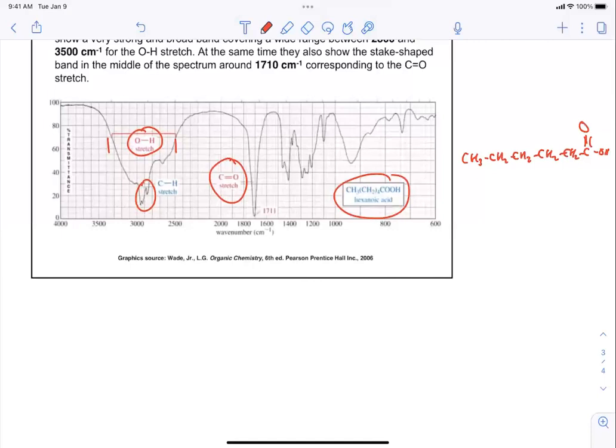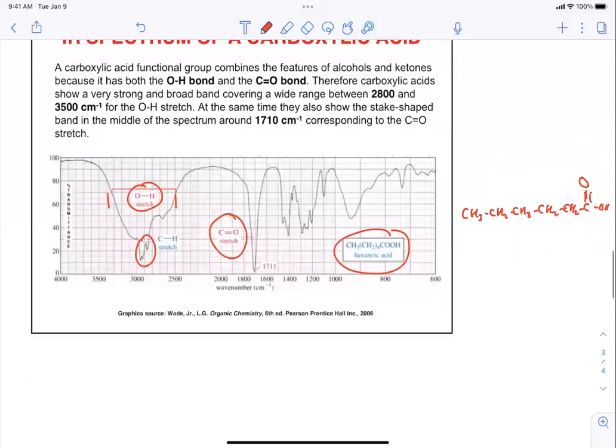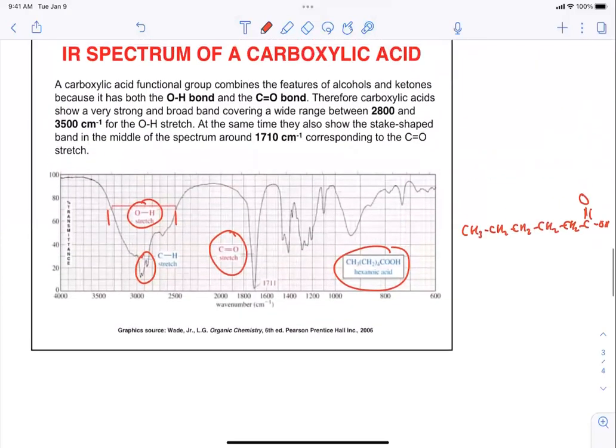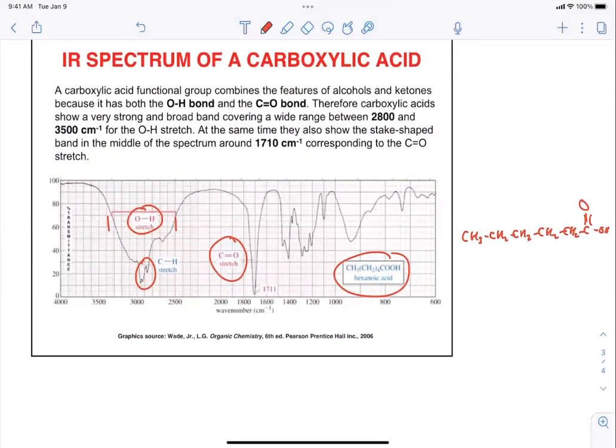Questions? Okay. Trying to think if there's anything else in IR. No, I think that's it. We're moving a little quicker than I thought, which is good.